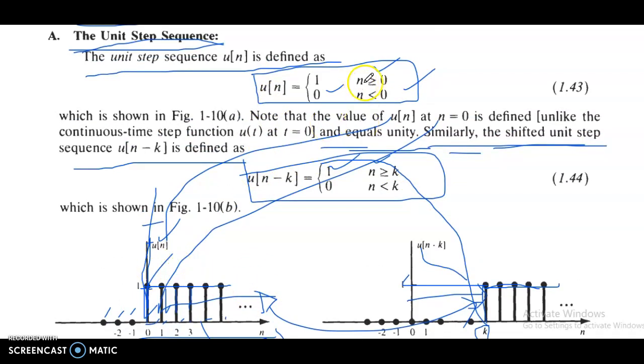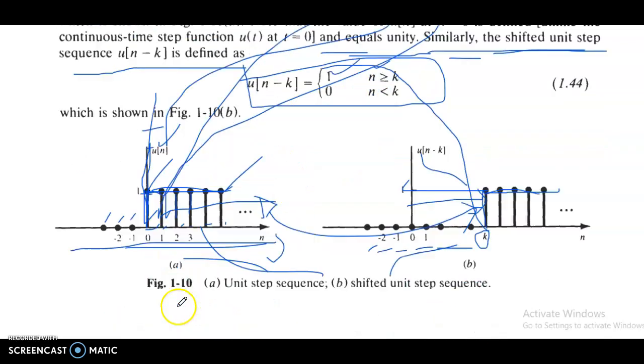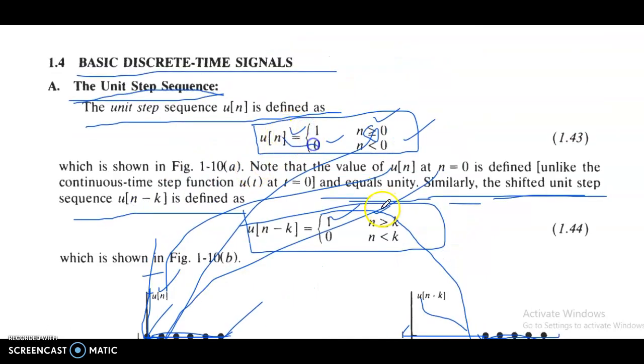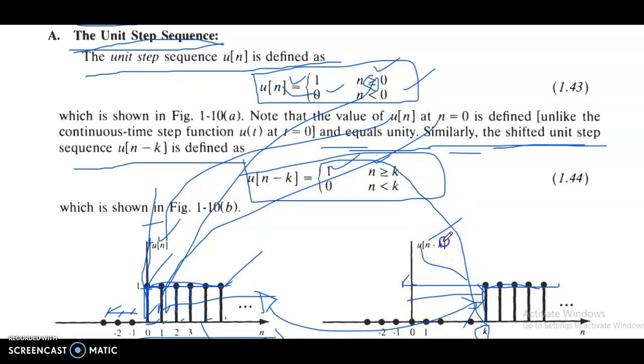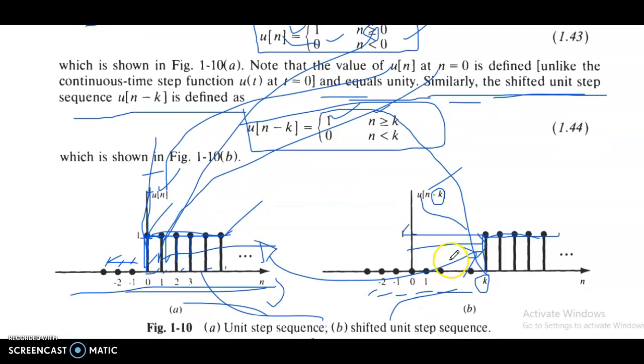Here n is greater than or equal to k. Here n is less than 0, so u of n is 0. Here u of n minus k, because n minus k came here, because of the k times shift, that's why we put shifted. Similarly, the shifted unit step sequence u of n minus k is defined as 1 when n is greater than or equal to k and then 0. Here when n is less than k, here 0.